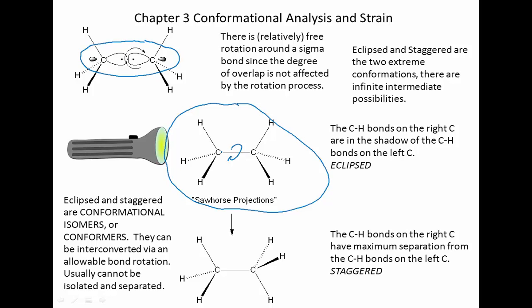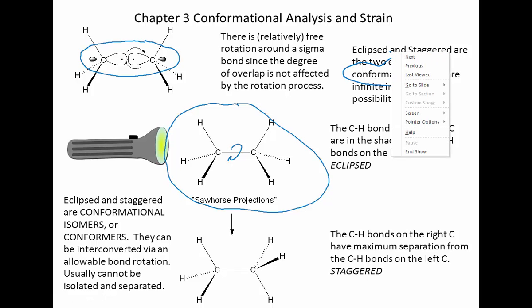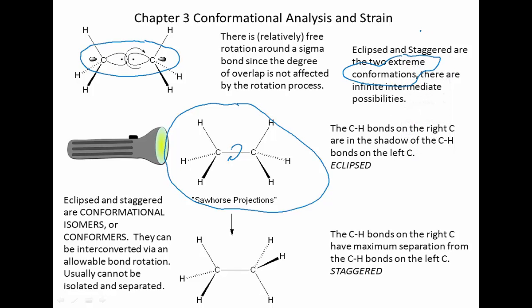I'd like to also add that eclipsed and staggered are really the two extreme conformations. The only reason I drew these two is because they represent the extremes. In the eclipsed, they're as close as you can possibly get the CH bonds on adjacent carbons, and in the staggered, they're as far away as they can possibly be. There's an infinite number of conformations that are halfway, or some intermediate to some degree between staggered and eclipsed. Okay? All right.